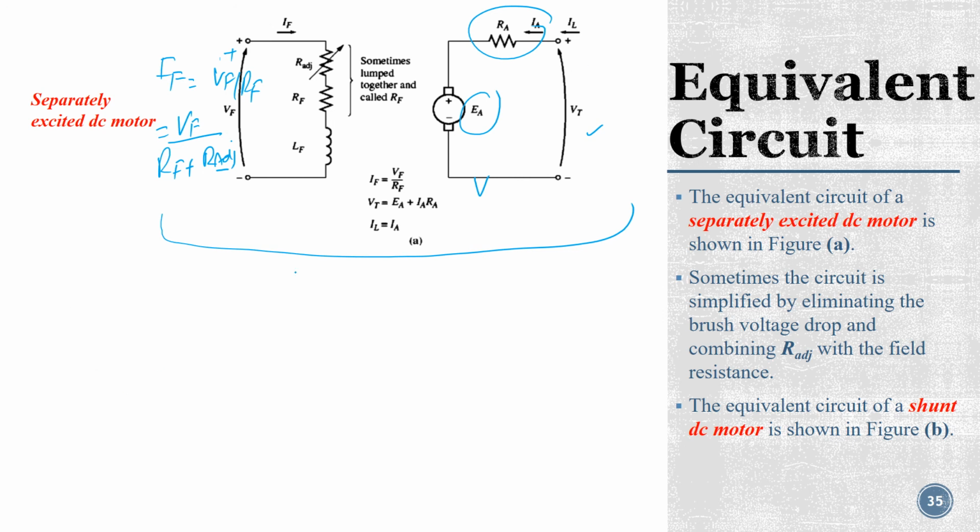The important thing you must remember here is that if you are using a separately excited DC motor, then the load current you are supplying will be the same as the armature current. That is a very important thing here. If you are supplying a separately excited DC motor, then your load current and the armature current will be the same.